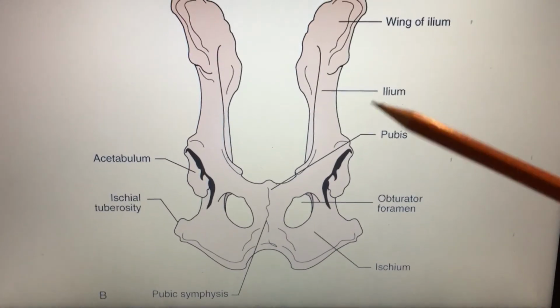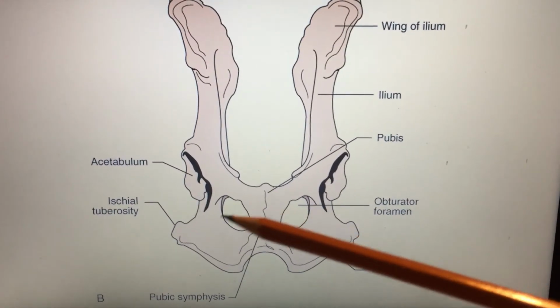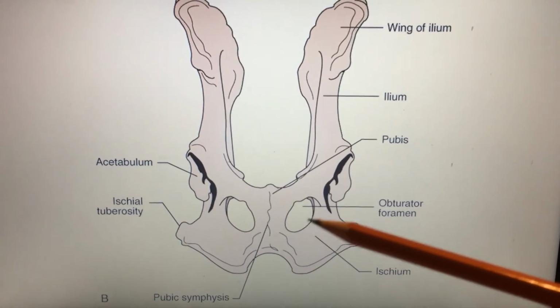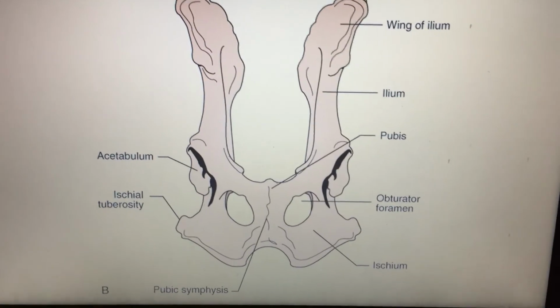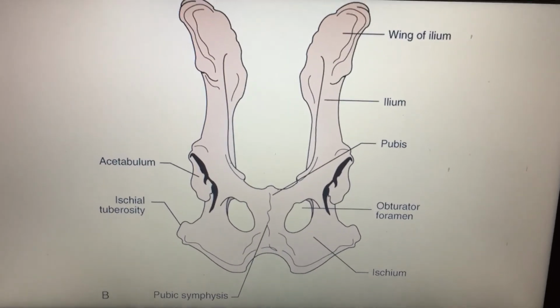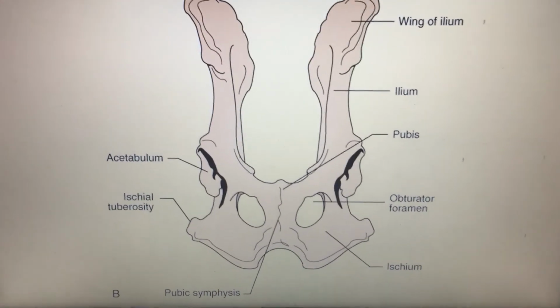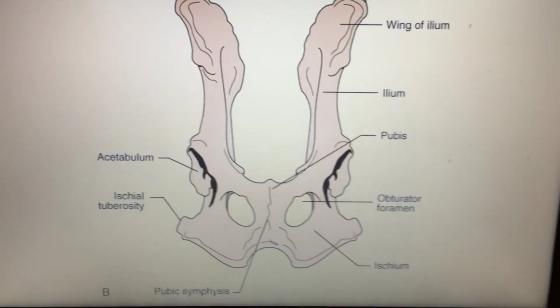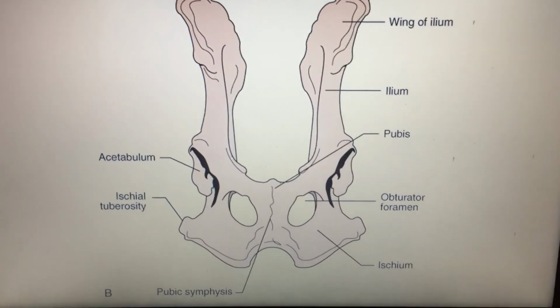pelvis. So there's these big holes called obturator foramen, and these are in the pelvis, and the purpose for these are not actually for nerve or blood vessels to pass through. In this case, the foramen's purpose is to lighten the load of the bone, so it's not as heavy.